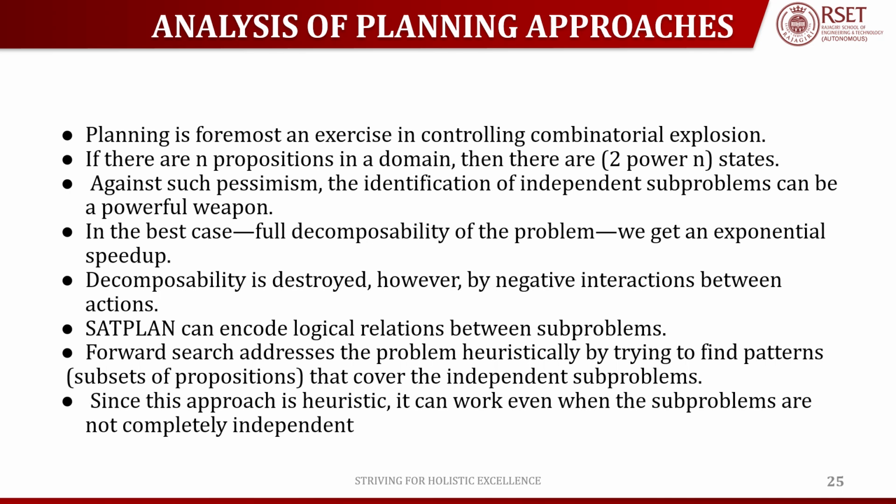Okay, so real world problems may have hundreds or thousands of propositions. So in real world cases, there will be a huge search space. So this type of problem is known as combinatorial explosion. Okay. And the second point is that independent subproblems reduce the complexity of the problem. So identification of independent subproblems is the main part. If parts of the problem do not affect each other, then you can solve them separately.